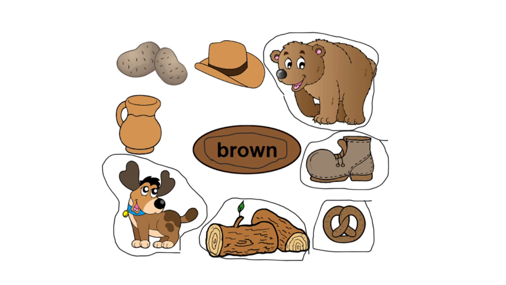And look at the dog that we have here. Is the dog from the wild animals or from the pets? It is from the pets. And where do pets live? They live in the farm. And what is the color of the dog? It is also brown. Look at the jar that we have here. It is also brown. So our color for this week is the brown color.